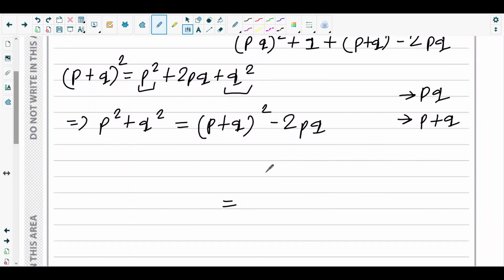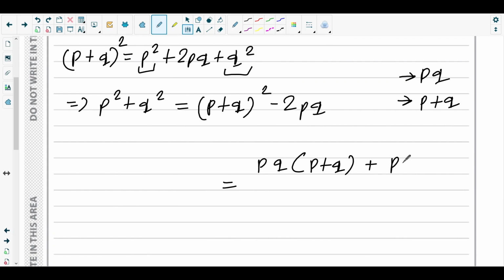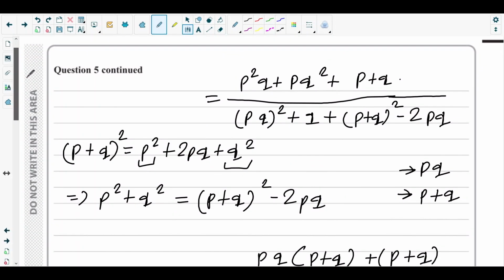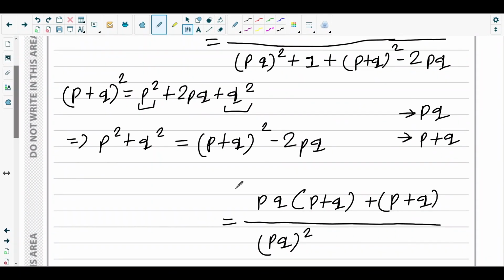Before that, let me show you how we can simplify it further. pq times (p plus q), and in the denominator it is just p plus q. We will put their respective values in their respective places. So it would be (pq) whole squared, we know the value for pq, so we can put it directly here, plus (p plus q) whole squared minus twice of pq plus 1.